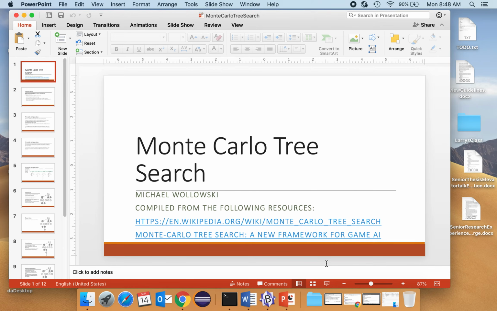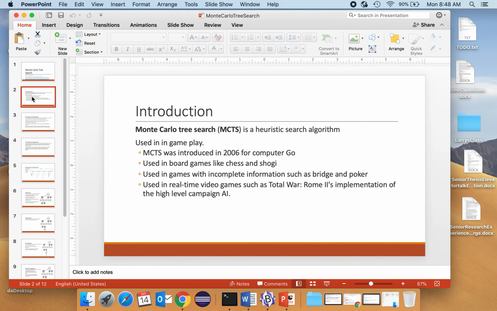And so I thought, well, now's the time, since we're talking about search, to understand a little bit more about this thing. This is not going to be a long presentation. So Monte Carlo tree search is a heuristic search algorithm. So we know about heuristics, we know about search, but it's used in gameplay. So I'll say a few things about gameplay here in a minute. It was introduced in 2006 for the computer to play Go, but it's used in other games too.